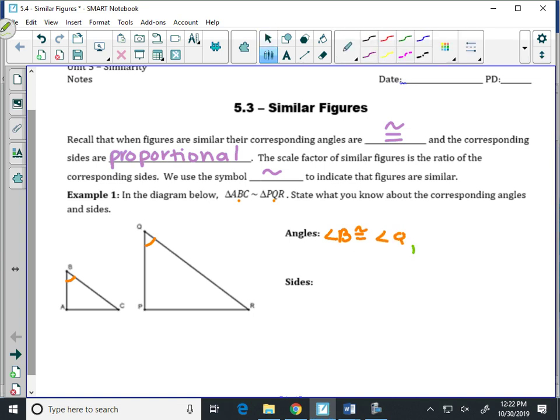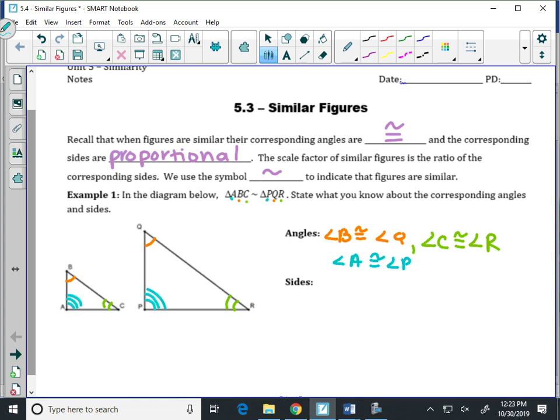Let's go to angle C. What angle is angle C congruent to? R. You can tell visually also. C and R are the last letter, so C and R are congruent. They're the ones that match up. And then lastly, A, what's A congruent to? A and P are both written first. They're also in the same spot in each triangle, so A is going to be congruent to P. So we know when we have similar figures, the corresponding angles are the same. They're going to be congruent.